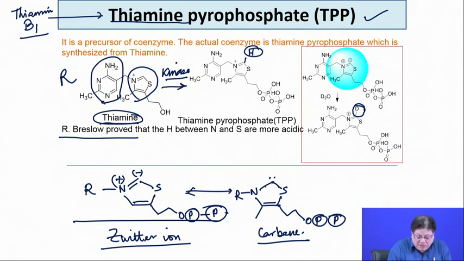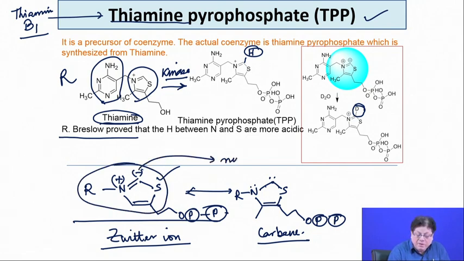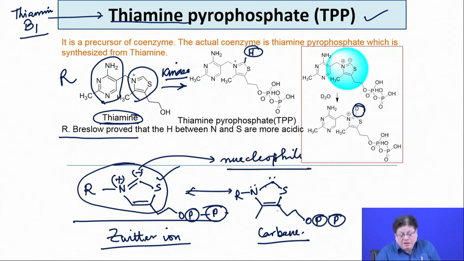So, it has a carbene structure and a zwitterionic structure, but the zwitterionic structure obviously predominates because all the atoms are fulfilling the octet. Here the octet is not fulfilled for the carbene, but anyway, the very fact that this is the predominant form means this carbon is now a nucleophile. In fact, Breslow's work on thiamine pyrophosphate has given rise to a new type of chemistry in synthetic organic chemistry, that is the use of N-heterocyclic carbenes.